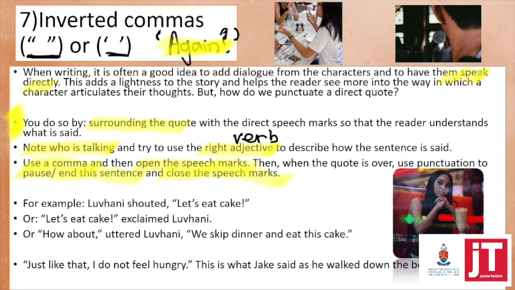Right, Luvani shouted, "Let's eat cake." Also note that let's is definitely using an apostrophe, isn't it? It should be let us eat cake, but the apostrophe is showing omission. Just a little fun fact for us. Okay, so Luvani shouted, "Let's eat cake."